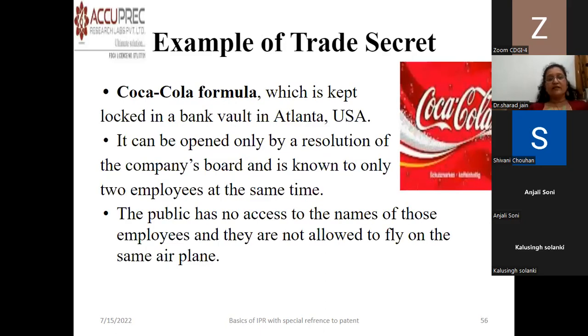An example of a trade secret is the Coca-Cola formula. It is kept locked in a bank in Atlanta, USA, and it can be opened only by a resolution of the company board and only by two employees at the same time. The public has no access to the names of those employees and the firm.